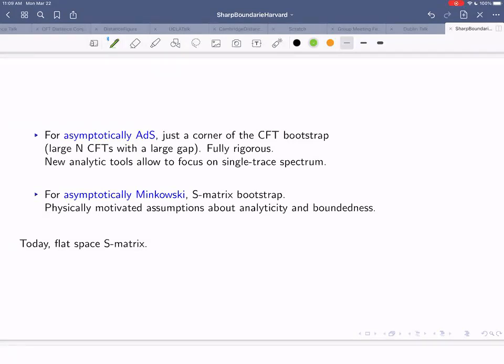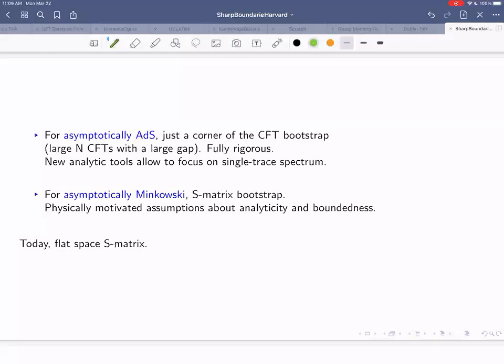I want to emphasize in this introductory slide that whereas in the CFT case, all the axioms are quite rigorous, and in particular, certain boundedness properties of correlators just follow from convergence of the Bernoulli-Prout expansion.